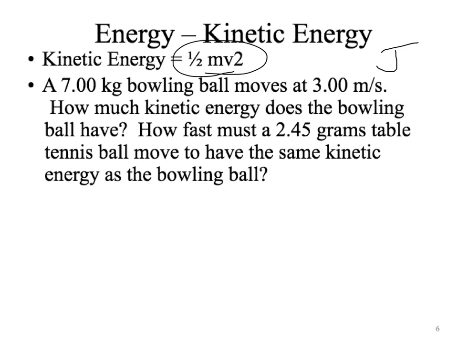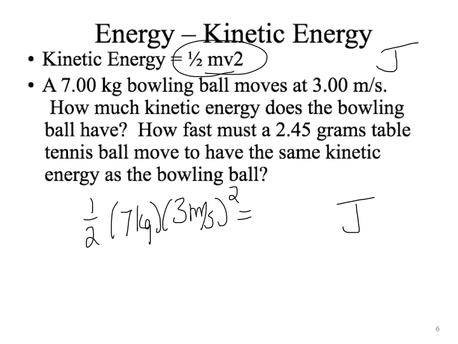So just to explore that very quickly, we have a 7-kilogram bowling ball moving at 3 meters per second, and wondering how much kinetic energy that's going to have. And if you had a little ping pong ball, how fast would it have to go to get that same amount of kinetic energy? So let's do the bowling ball. We would basically say 1/2 times 7 kilograms times 3 meters per second, and we would square that. And the answer would be in joules. I have to apologize, I do not have a calculator here, so you're going to have to do the calculation, but obviously pop that into your calculator.